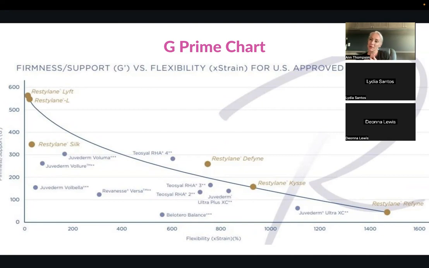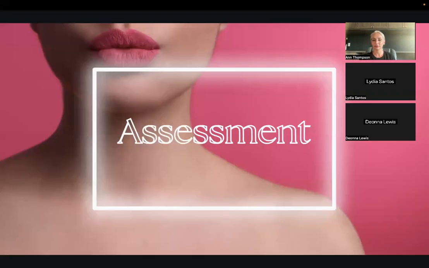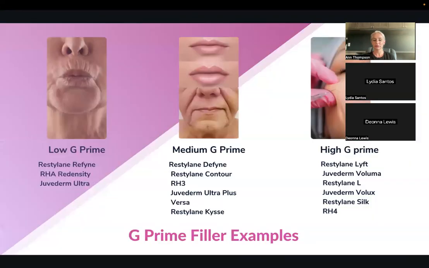So just know if you have a patient that has really thin skin, or if they don't have a whole lot of volume in their face, you really don't want to use Lift because it's going to look like boulders. You're going to want to use RHA 4 or Contour because it's a little bit of a softer product. These are kind of my go-to for fillers.